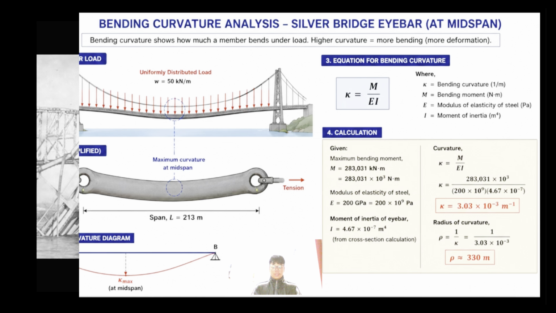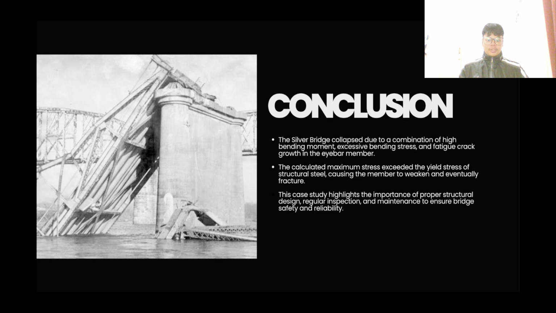In conclusion, the Silver Bridge collapse was the result of several engineering factors working together. The main cause was fatigue failure in a critical eye-bar member, which developed from a small crack near the pinhole connection. Mechanics of materials concepts such as stress concentration, bending stress, bending curvature, and material fatigue help explain how the crack grew over time and eventually led to catastrophic failure.